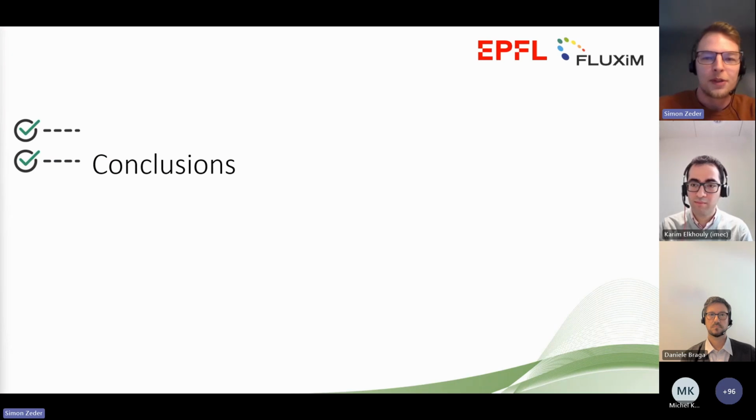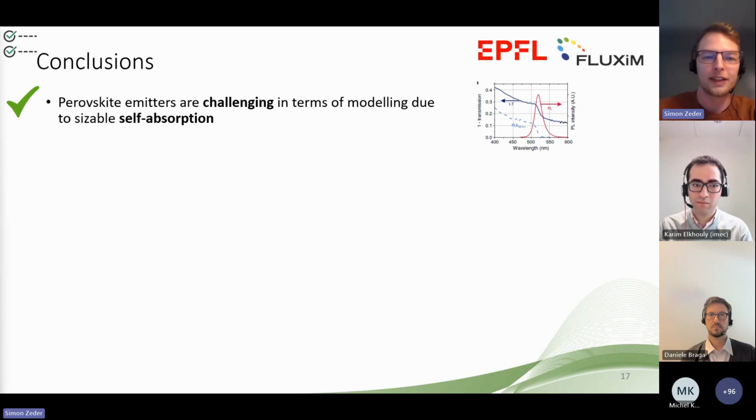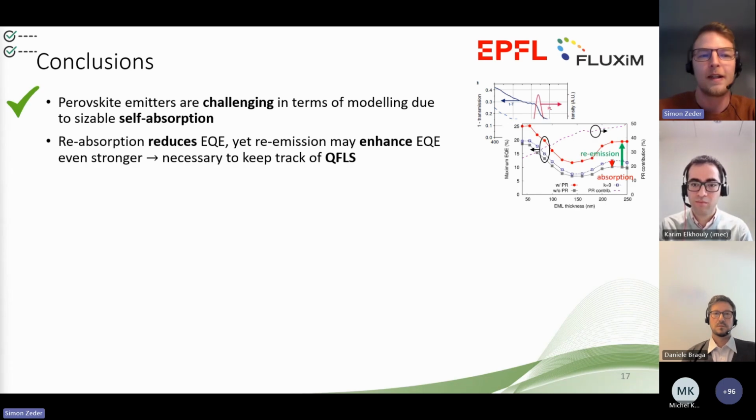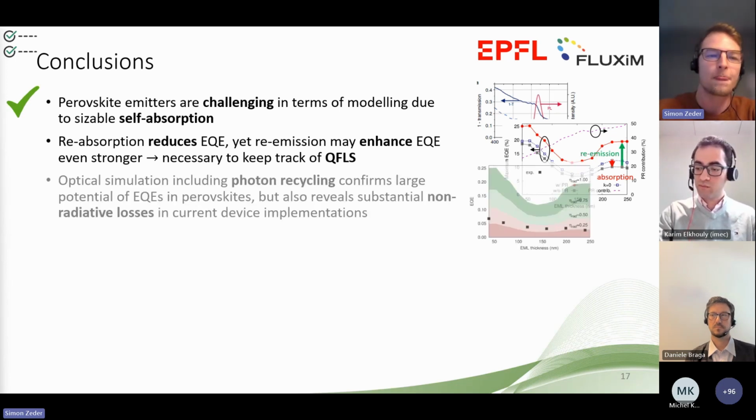Okay, this already brings me to the conclusions of my talk. So we've shown that perovskite emitters can be quite challenging in terms of modeling due to the reabsorption effects that you get in the perovskite. You have two contributions of the reabsorption effect. First, it reduces EQE due to reabsorption of outcoupled light. Yet, however, the re-emission then can even enhance the EQE. But it's important to keep track of the quasi-Fermi splitting in your device to model this effect.